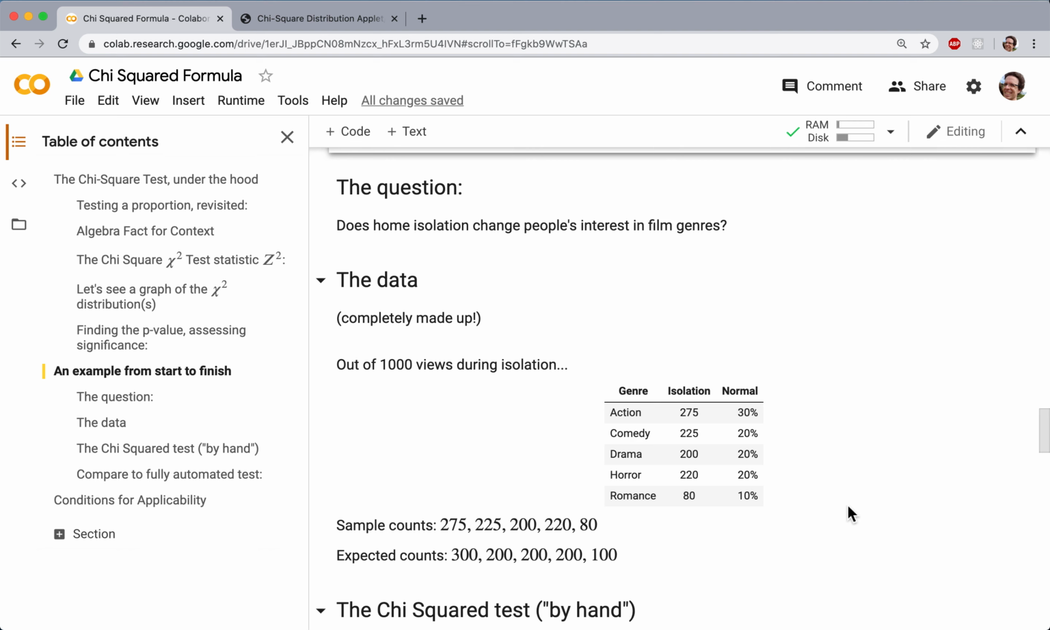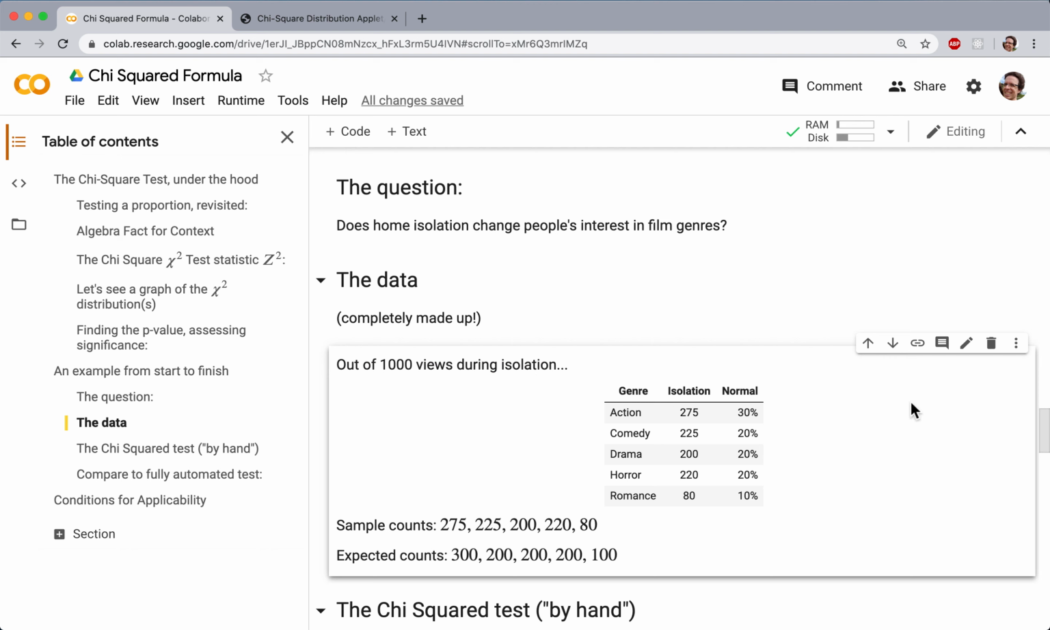And I made them pretty close. I'm imagining in the back of my head that maybe Netflix is keeping track. I'm sure Netflix is keeping track of how people normally consume media and how things have changed. So I'm imagining a small slice of their data set of 1,000 movie views during this time of isolation. Notice that if this is out of 1,000, then the normal expected counts, 30%, 20%, 20%, 20%, and 10%, can be converted to values out of 1,000: 300, 200, 200, 200, and 100.